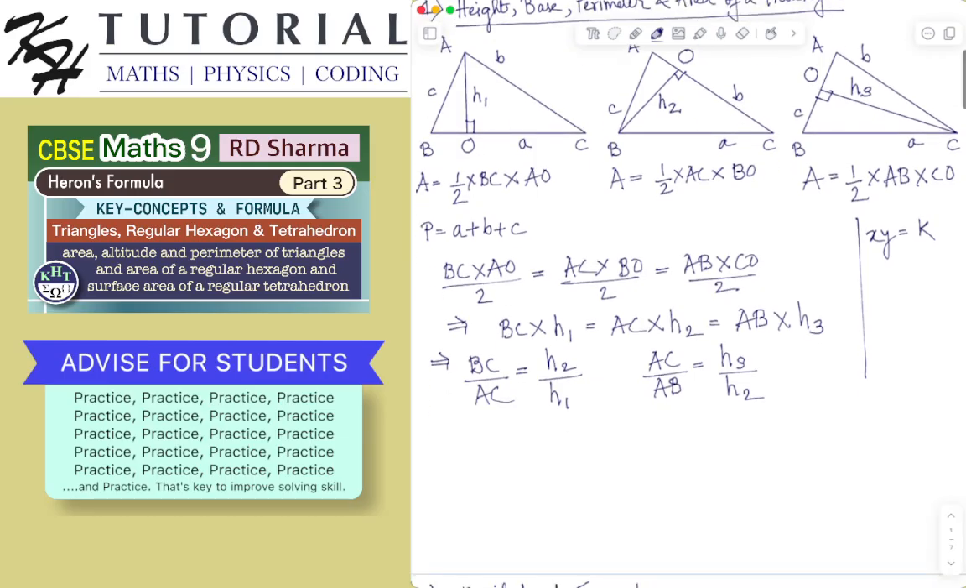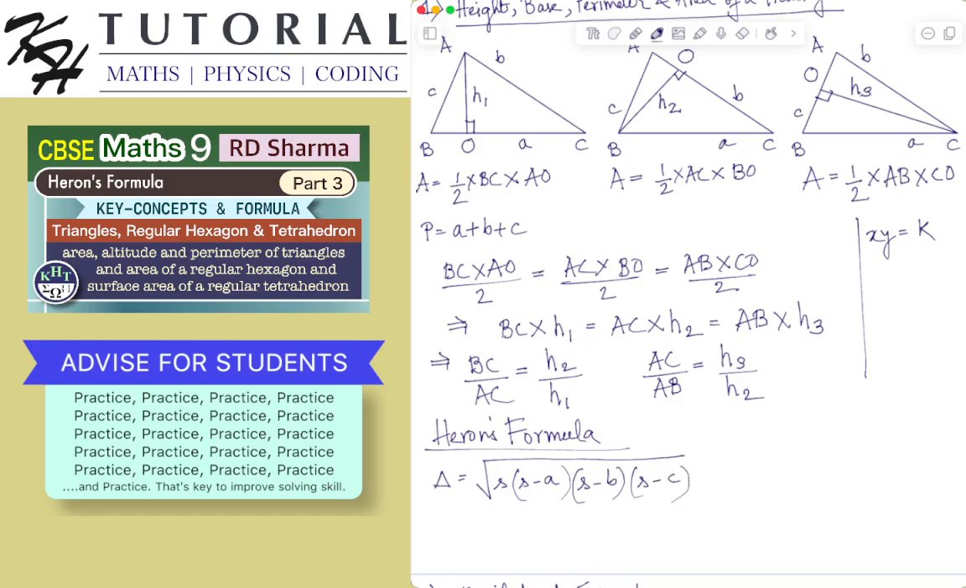So in that case, Heron's formula is the formula for finding the area of a triangle. The area of a triangle is conventionally denoted by delta. This is equal to the square root of s multiplied by (s minus a), where please note that a is the length of the side BC, b is the length of the side AC, and c is the length of the side AB. So s(s minus a)(s minus b)(s minus c).